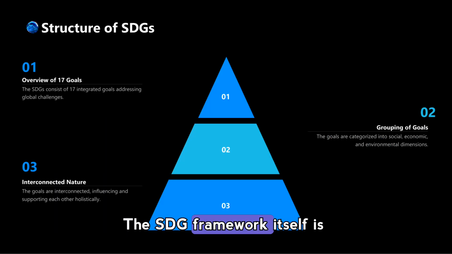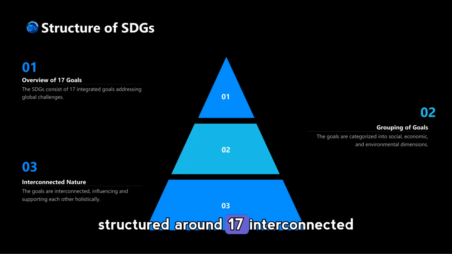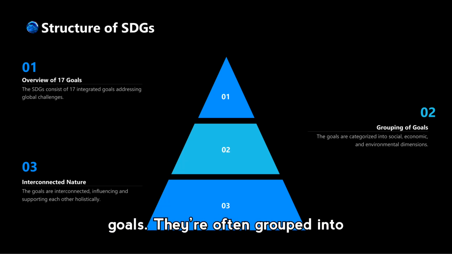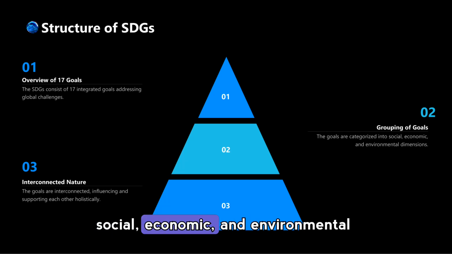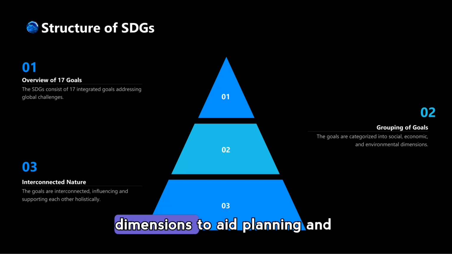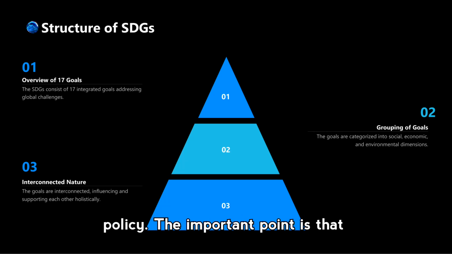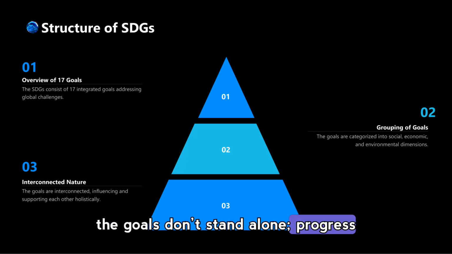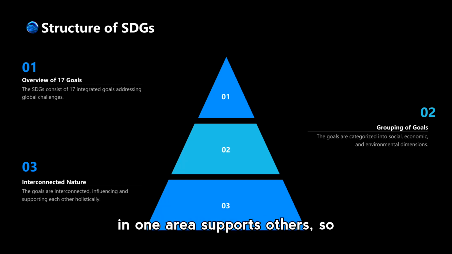The SDG framework itself is structured around 17 interconnected goals. They're often grouped into social, economic, and environmental dimensions to aid planning and policy. The important point is that the goals don't stand alone. Progress in one area supports others, so integrated strategies are essential for real, sustainable change.